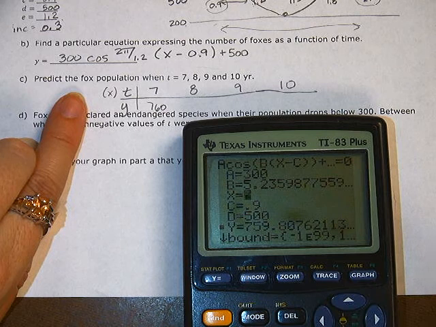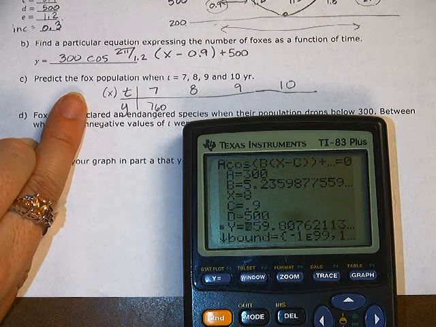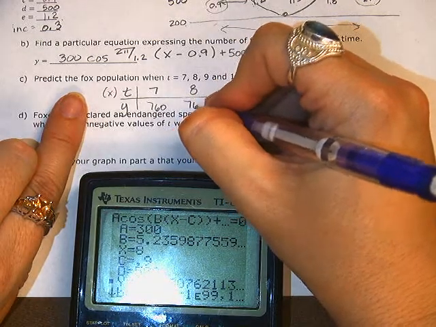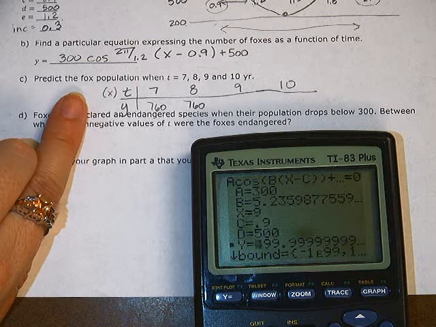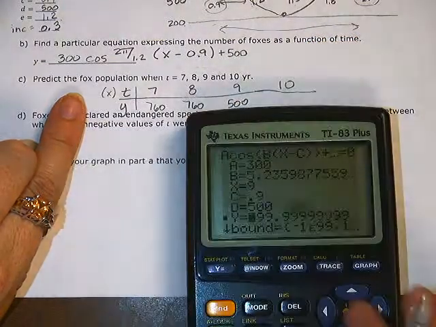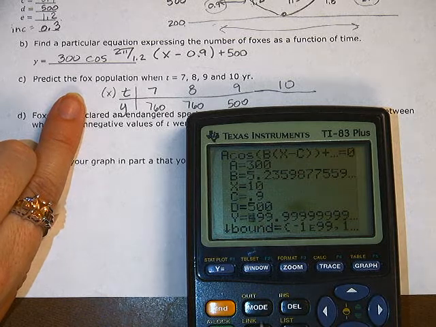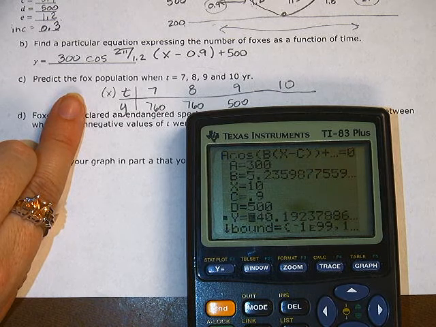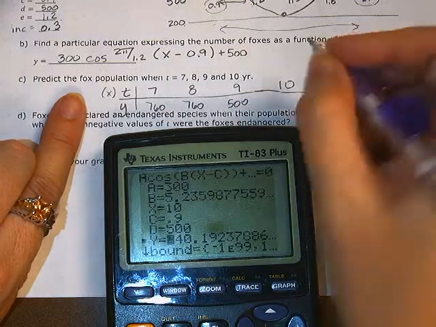Okay, now we're going to do 8. Oh, same answer. Do 9. 499.99. That sounds like 500 foxes to me. And lastly, 10. 240.19. So that sounds like it rounds to 240 foxes.